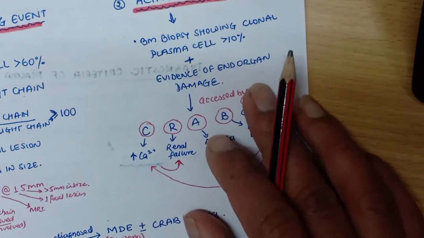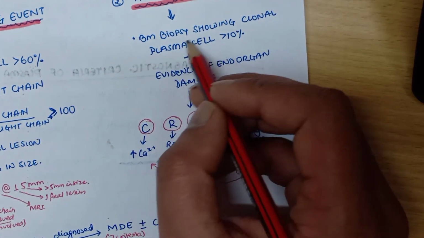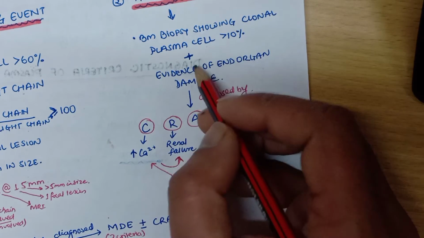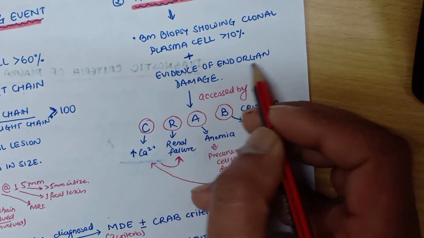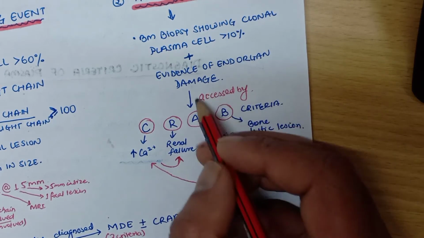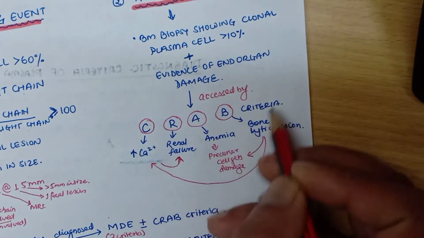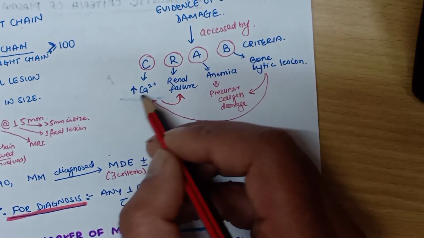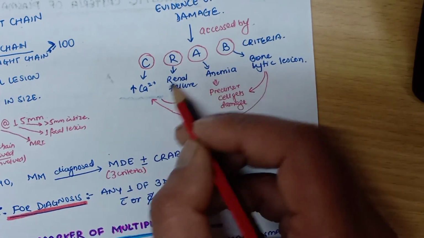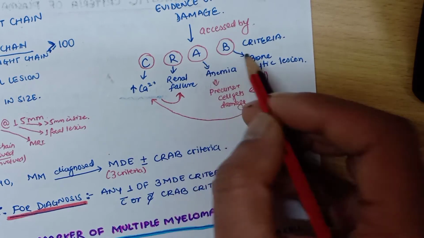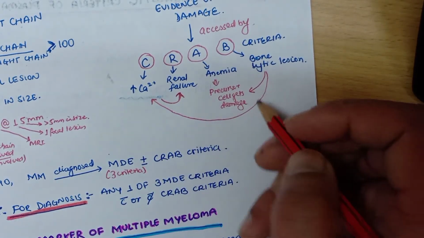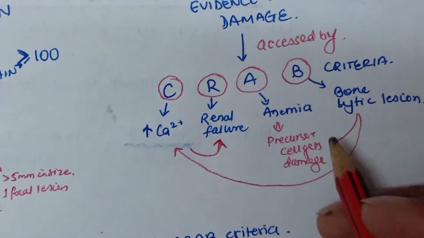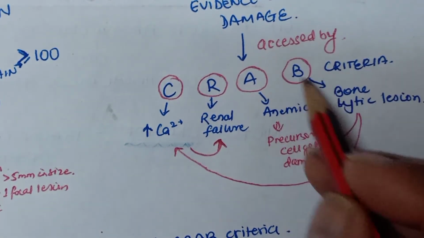Now talking about active multiple myeloma. Bone marrow biopsy showing clonal plasma cell should be greater than 10%, and there should be evidence of end organ damage, which is assessed by CRAB criteria. So what is CRAB criteria? C is hypercalcemia, R is renal failure, A is anemia, and B is bone lytic lesion. You can remember it easily as they are interrelated with each other. B is bone lytic lesion.